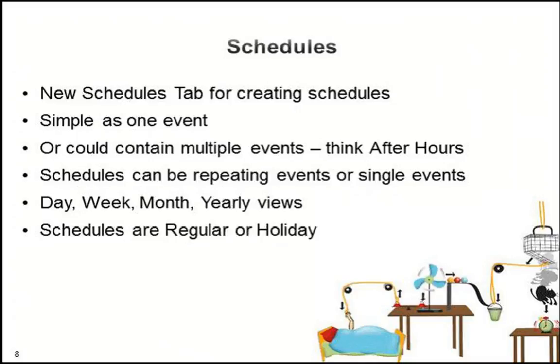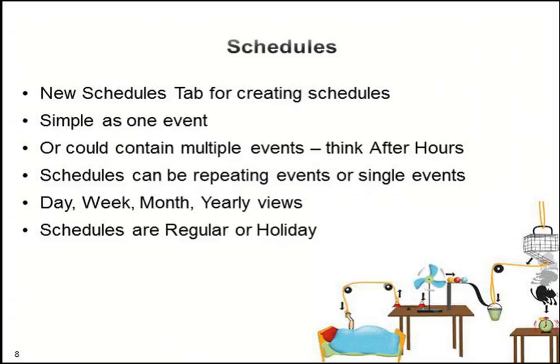A schedule could be as simple as a single event, or a schedule could contain multiple events. Think about after hours and business hours, 8 to 5 every day. After hours, a day is broken up into the morning hours from the previous midnight until 8 a.m. and then from 5 o'clock until midnight that day. But after hours also includes the weekends. So there are really multiple events that go into building that. In fact, we'll build a business hours and an after hours schedule when we go through this.